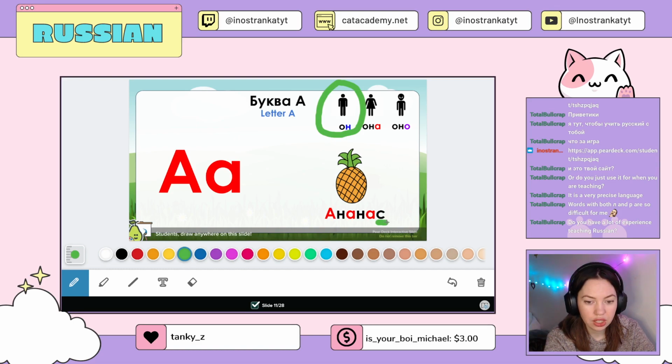Ананас. So for example, how can we use this gender? In English, we say it is a pineapple because it's not a human, right? And it's not a man, not a woman. But in Russian language, we can say a pineapple is delicious. To be able to use the adjective correctly, you need to have the specific correct ending. So we will not say it is delicious, we'll say he is delicious.